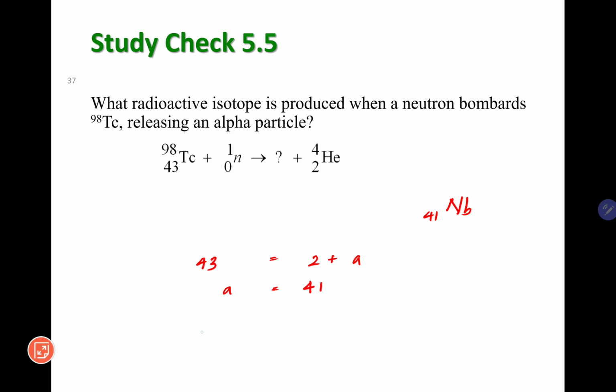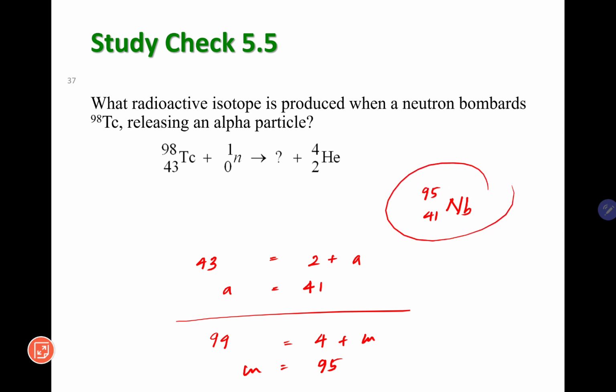On the reactant side you have 99, and on the product side you have 4 plus, let's call it M, the unknown mass number for the Nb. So you do the calculation and you figure out M, which is 95. So write 95. This will be the unknown radioactive isotope that we generate from this reaction. Okay, are we clear?